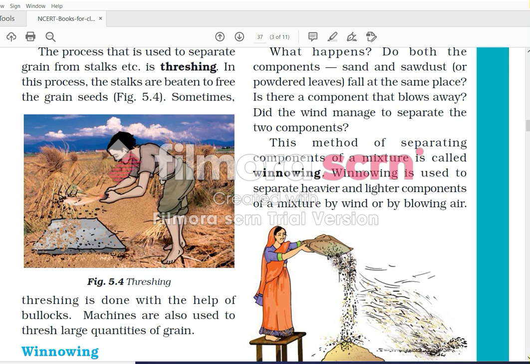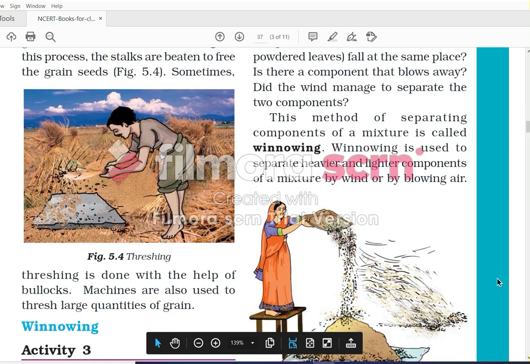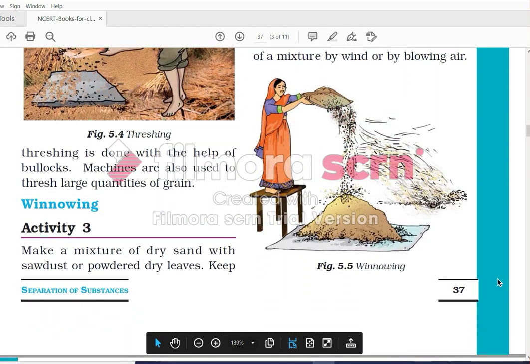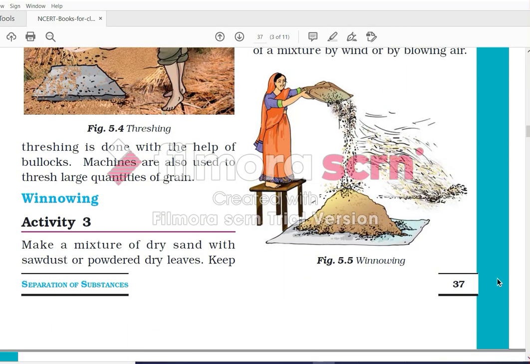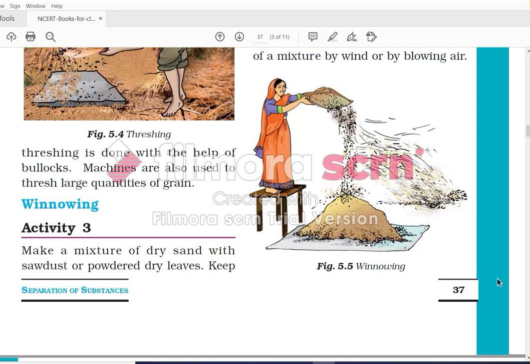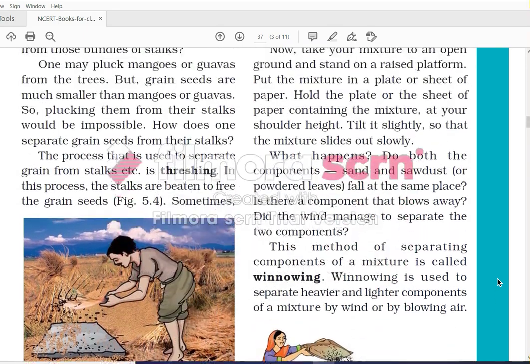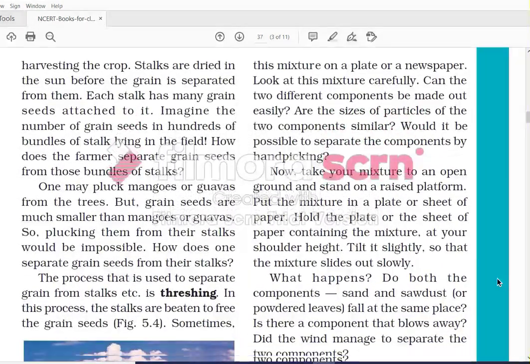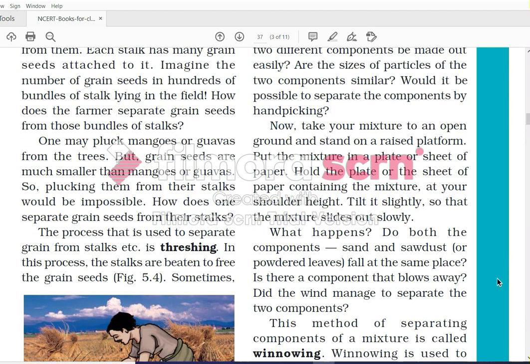Now, the second is winnowing. Now we'll read an activity: make a mixture of dry sand with sawdust and powdered dry leaves. Keep this mixture on a plate or a newspaper. Look at this mixture carefully. Can the two different components be made out easily? Are the sizes of particles of the two components similar? Would it be possible to separate the components by hand picking?